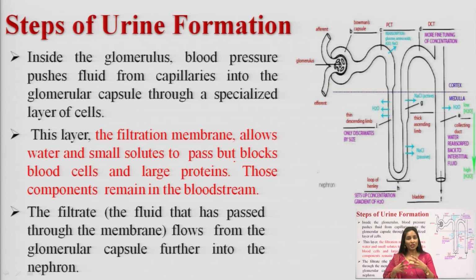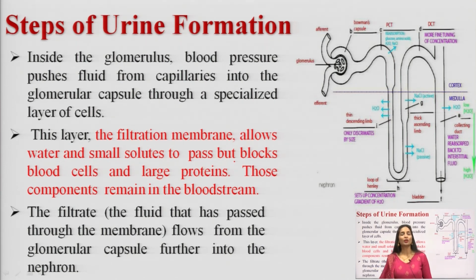Here the pressure has increased. The blood pressure pushes the fluid from the capillaries. So this is a capillary. It will push the fluid from the capillaries into the glomerular capsule. So whenever the blood pushes, the larger particles and proteins, which cannot be filtered, will be retained in the glomerulus, and the rest of the part will enter into the filtrate, right.